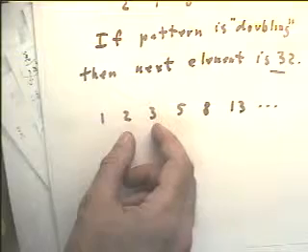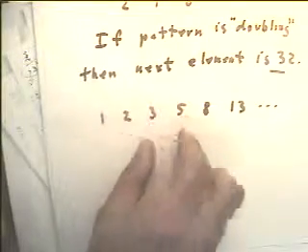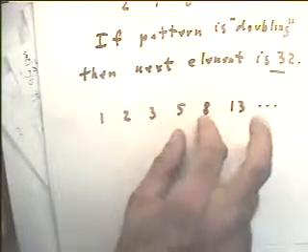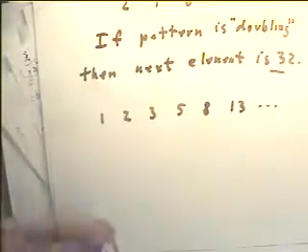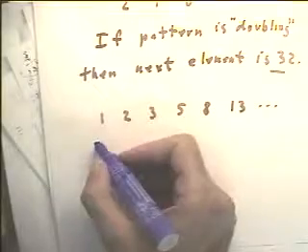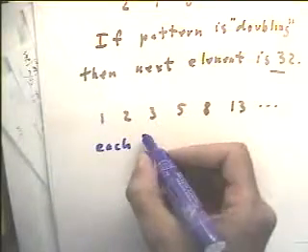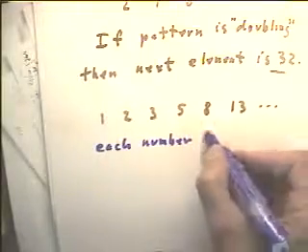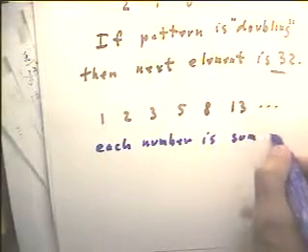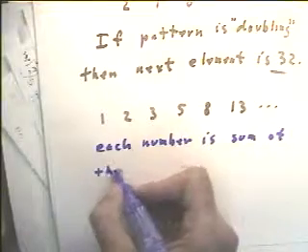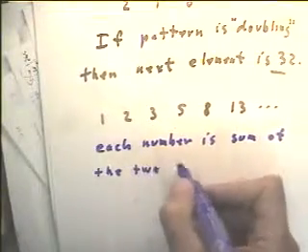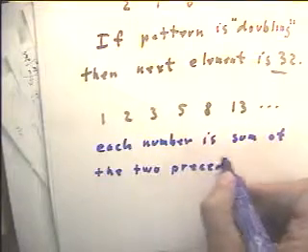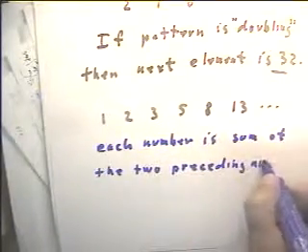If we add 2 and 3, what do we get? 5. If we add 3 and 5, what do we get? 8. 5 and 8 gives us 13. Okay? Each number is the sum of the two preceding numbers.